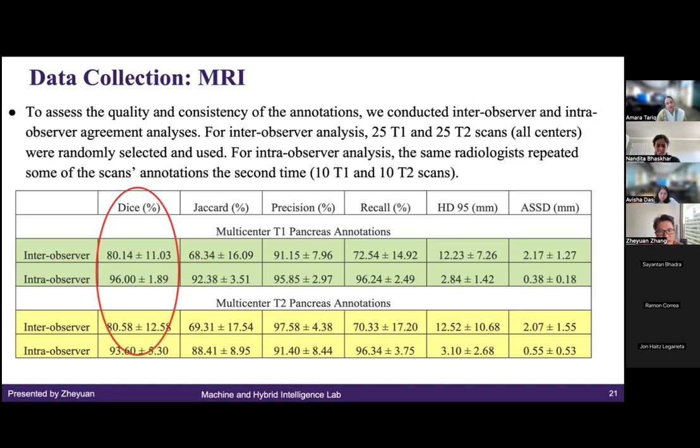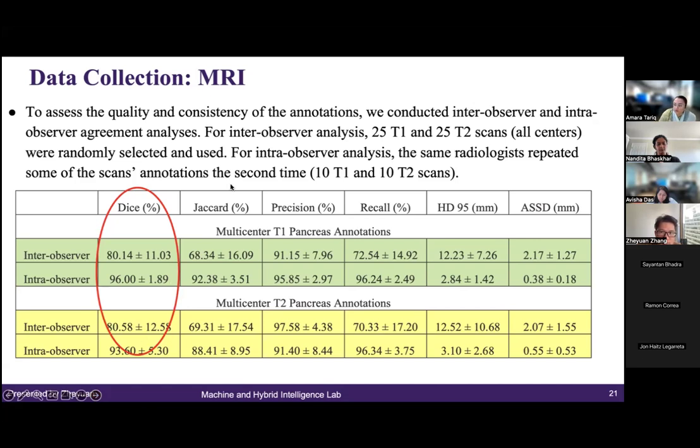The inter-observer dice is only about 80, which means that this segmentation itself is relatively challenging. Even for two different radiologists, it might be hard to make some decisions and reach some agreement. But the intra-observer result confirms that a senior-level radiologist can provide consistent annotations for this organ.